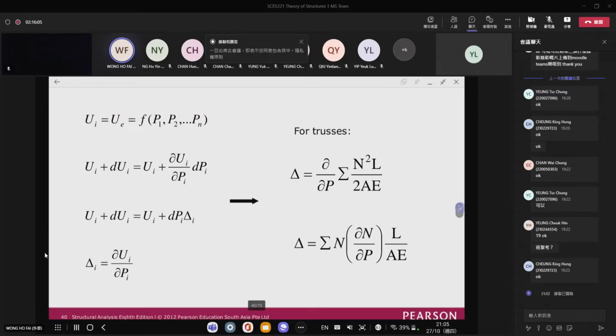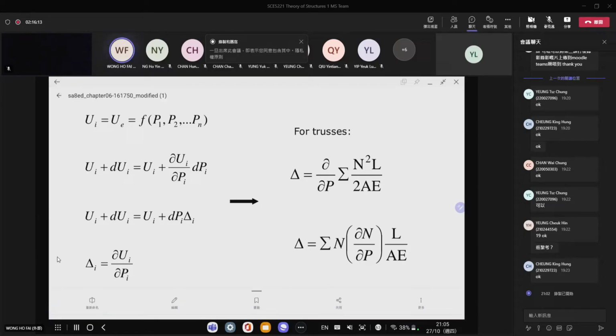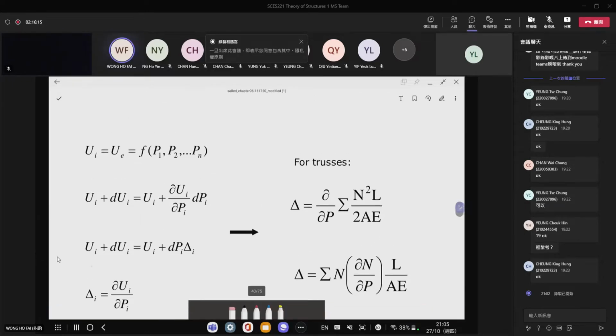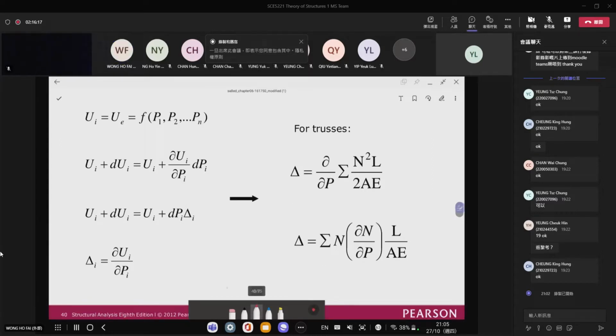So here, you can see that delta i is equal to dU dPi. That means the partial derivative of the strain energy with respect to the force Pi is equal to delta i. Now don't worry too much about the derivation, but right now we would like to apply this equation to find the deflection.